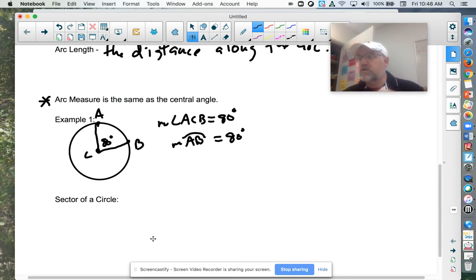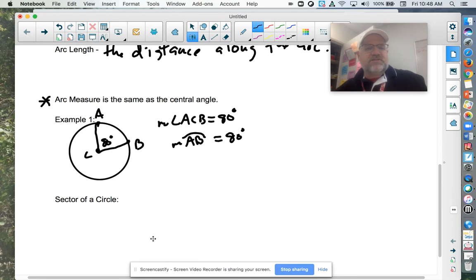So we really want to know what that relationship is, and the relationship is the same. Central angle, arc measure, the same thing. Should I say it one more time? Will I make more emphasis on it? Arc measure, same thing. Central angle, same thing. Okay, can't do it anymore.